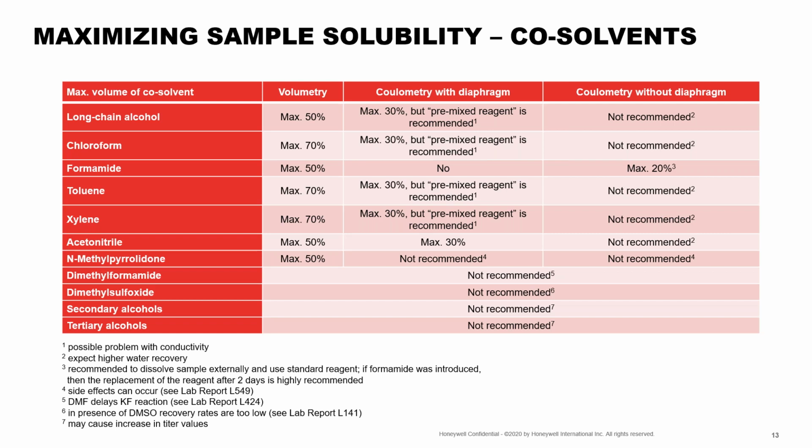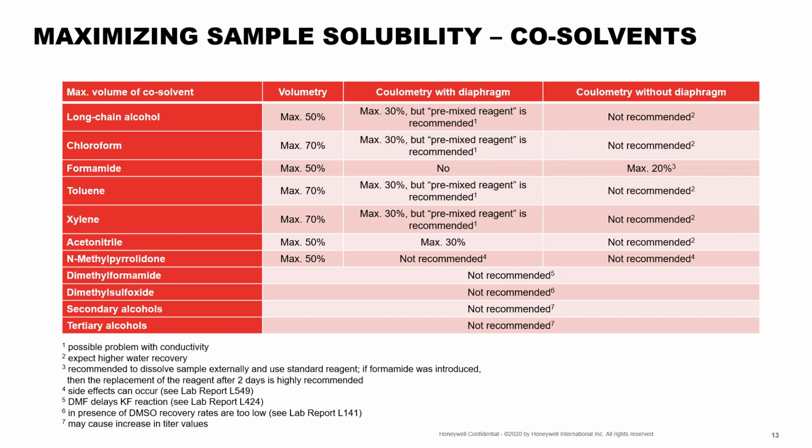And so again, you'll see that rule of thumb. Generally, we've got a bit more flexibility with additions on the volumetric side. When we're working on the coulometric side, in general, we recommend using cells with a diaphragm when we're using co-solvents, except for in the case of formamide, and that's because formamide will actually migrate across the diaphragm itself and cause issues at the cathode.